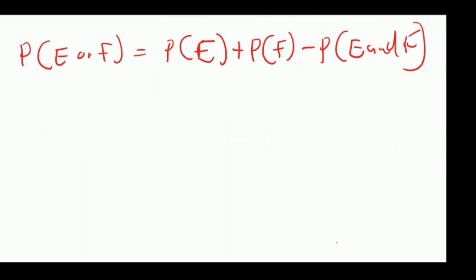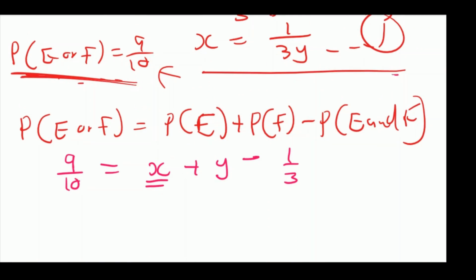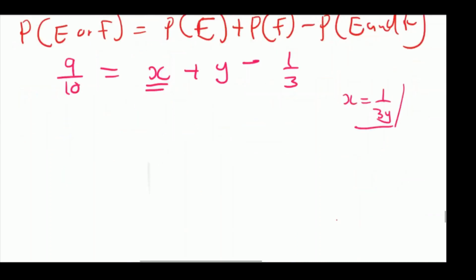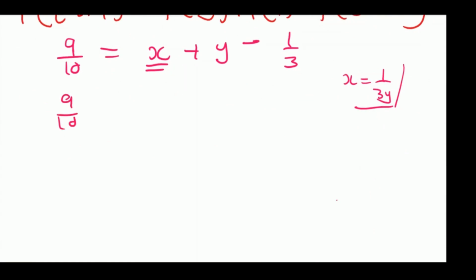P of E or F, which is our union, was given as 9 over 10, equals our probability of E, given as X, plus our probability of F, given as Y, minus our probability of E and F, given as 1 over 3. So in place of this X, we're going to put the value that we found to be 1 over 3y. So X is equal to 1 over 3y. We're going to substitute that. So we have 9 over 10 equals 1 over 3y plus y minus 1 over 3, right?